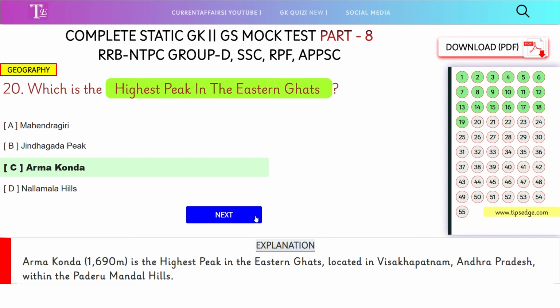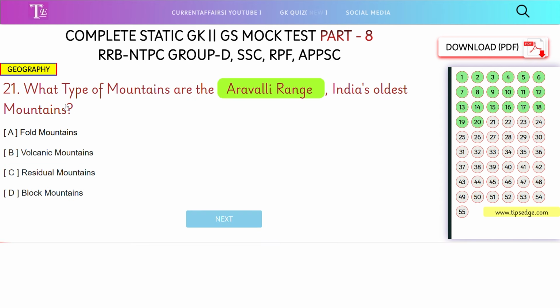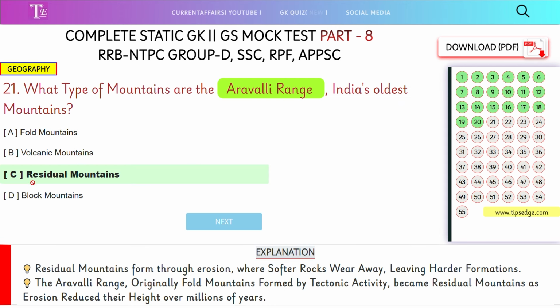Now moving to the 21st question. What type of mountains are the Aravalli Range, India's oldest mountains? Answer: residual mountains.